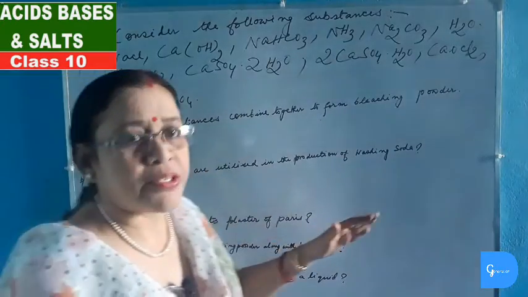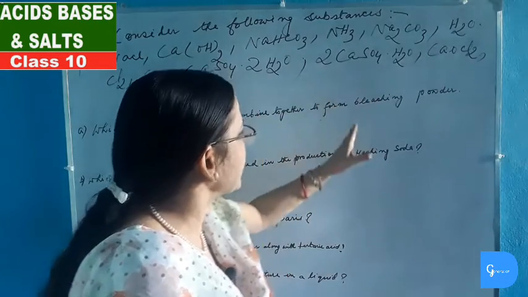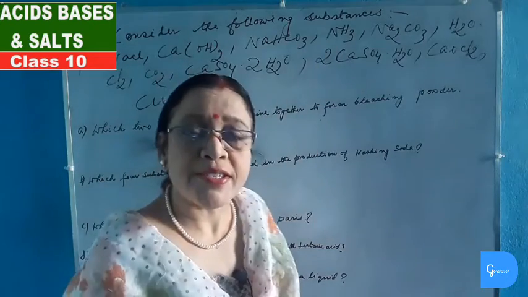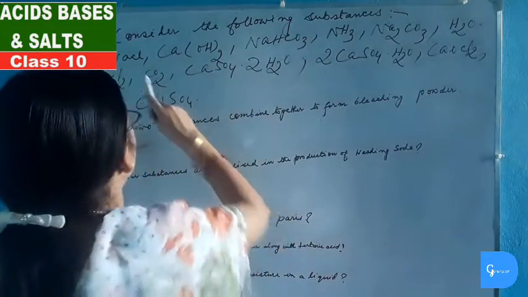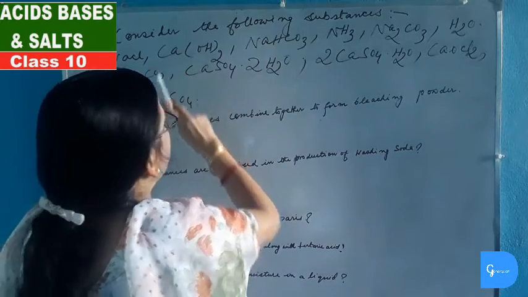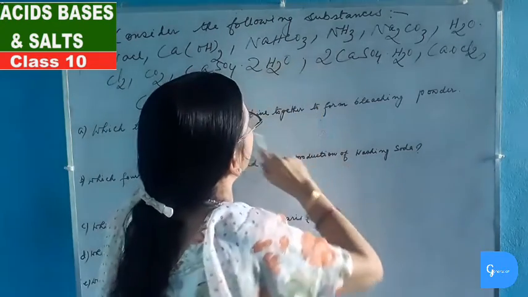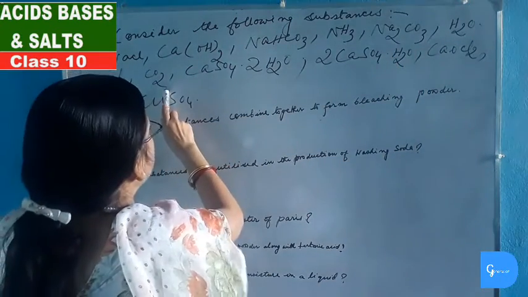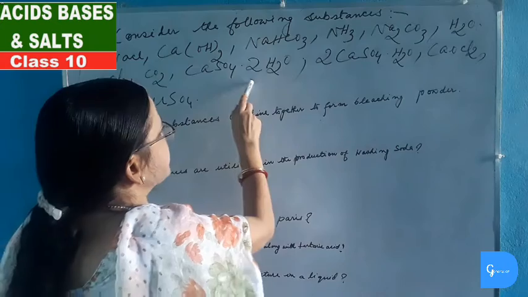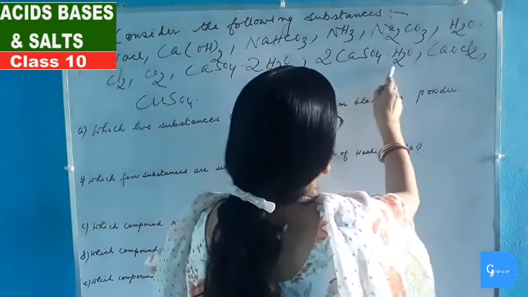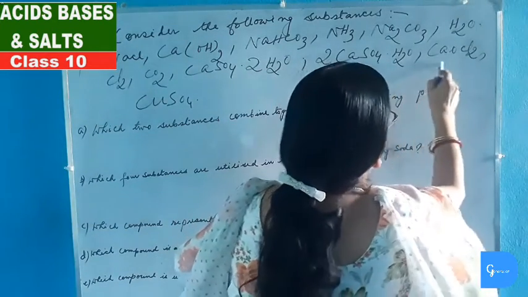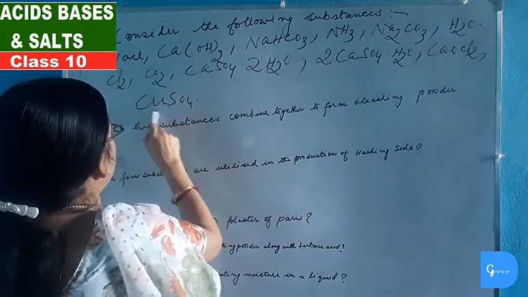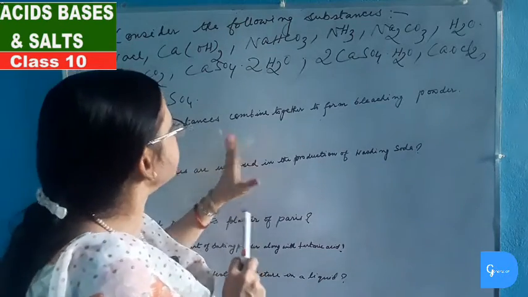Consider the following substances. Here few substances are given and the questions which are asked are among the substances which are given. So let's see the substances that are given. Sodium chloride, calcium hydroxide or slaked lime, sodium hydrogen carbonate or baking soda, ammonia, sodium carbonate, water, chlorine, carbon dioxide, calcium sulfate dihydrate or gypsum, 2CaSO4.H2O or POP, plaster of Paris, CaOCl2 means bleaching powder, calcium oxychloride, CuSO4, this is anhydrous copper sulfate. Now let's see the question.